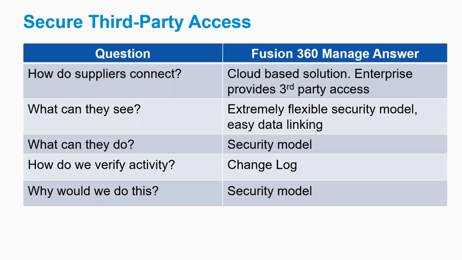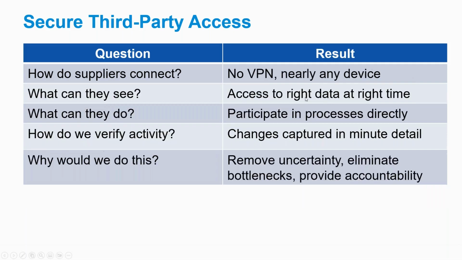And so why would we bring people into this environment? Well, because we have the tools we need to grant them the right access and let them enable our processes without putting any of our information at risk, right? So using Fusion Manage, something like this: no VPN, nearly any device, the right data at the right time, direct participation in the process to remove bottlenecks. Our changes are captured in minute detail, so our information is protected.